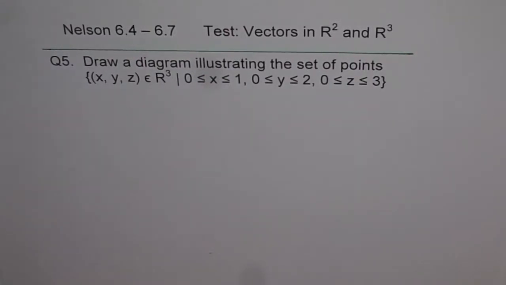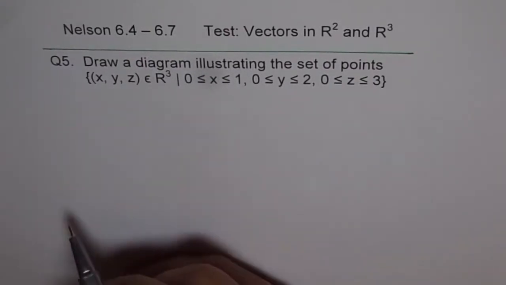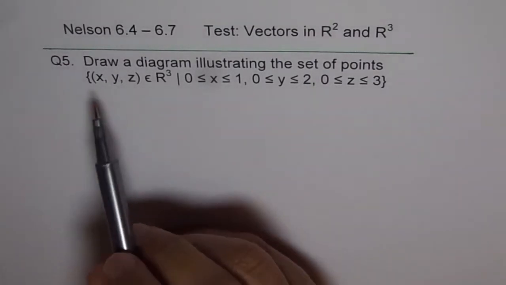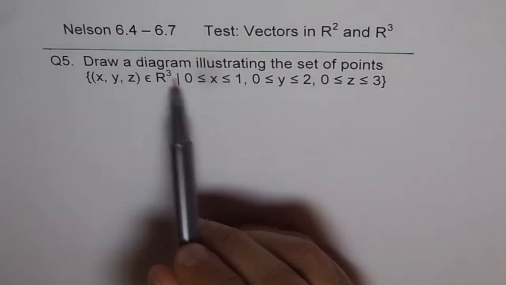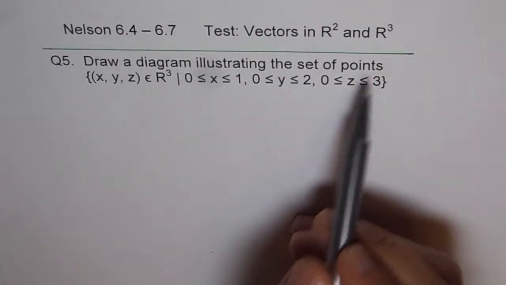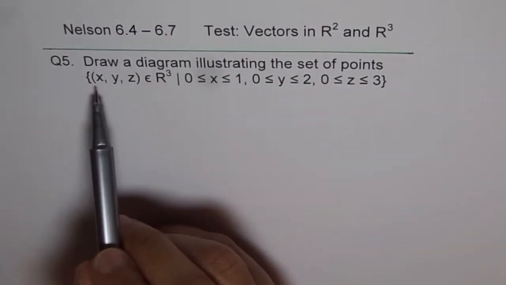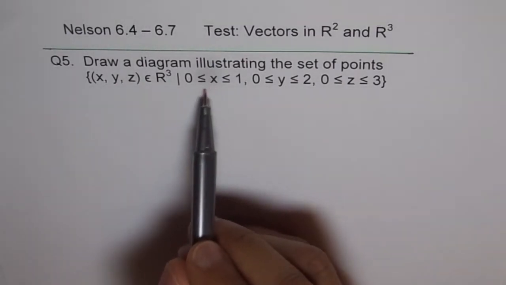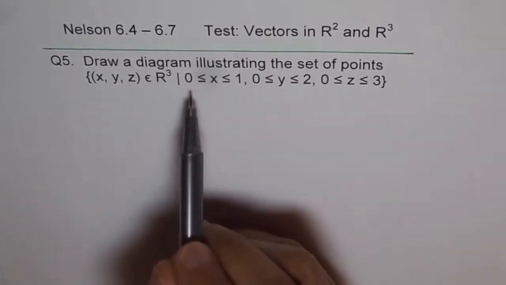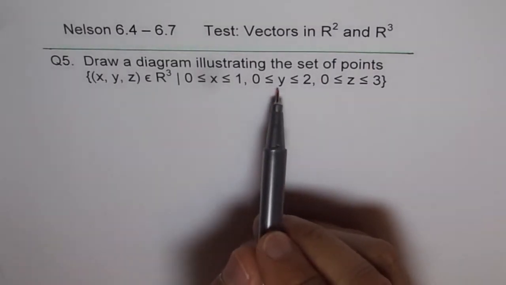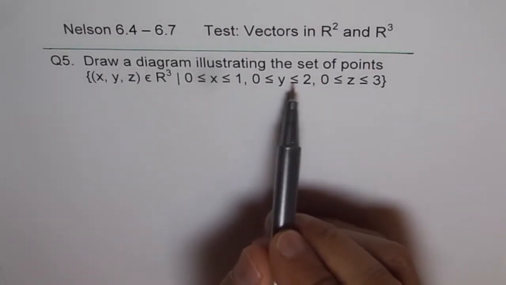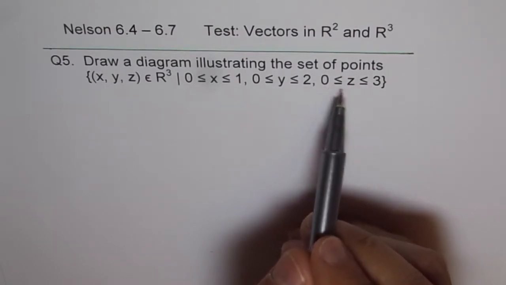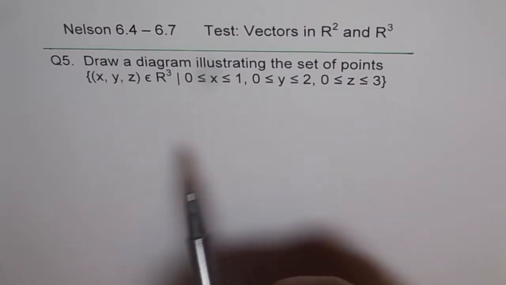Here is knowledge-based question 5. It is on vectors in R2 and R3. It says draw a diagram illustrating the set of points xyz belonging to R3 where x is between 0 and 1, both included, y is greater than or equal to 0, less than or equal to 2, and z is greater than or equal to 0 but less than or equal to 3.